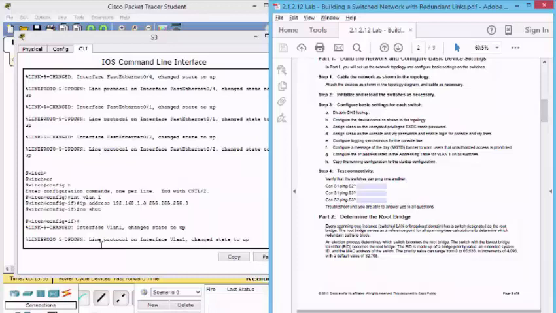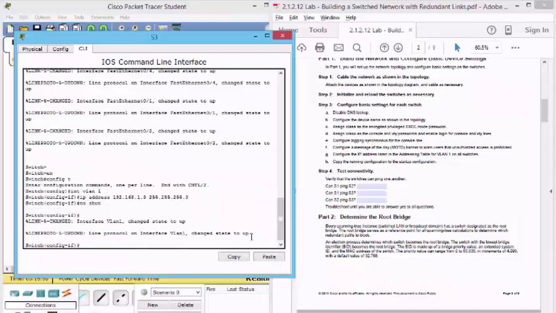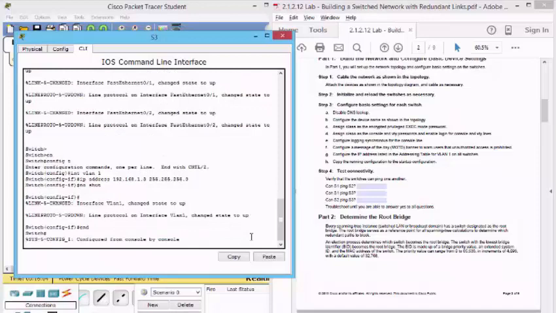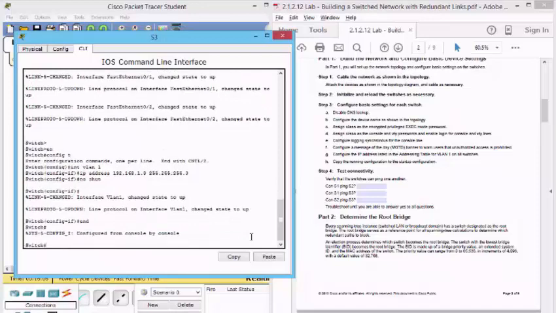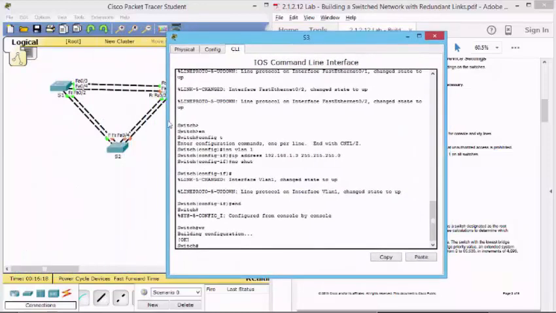Now we forgot to copy it to our configurations. We go to privileged executive mode. We type copy running-config startup-config, or we can type WR, which will also copy the running config to startup config.